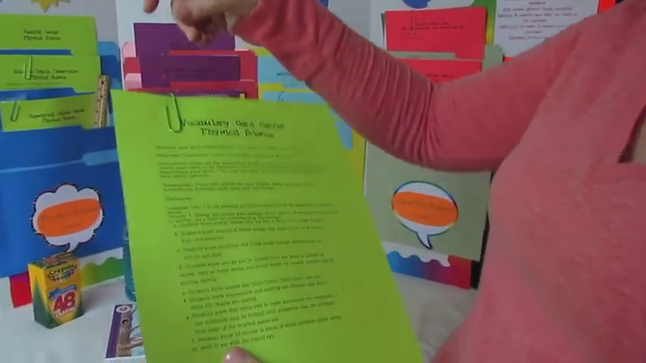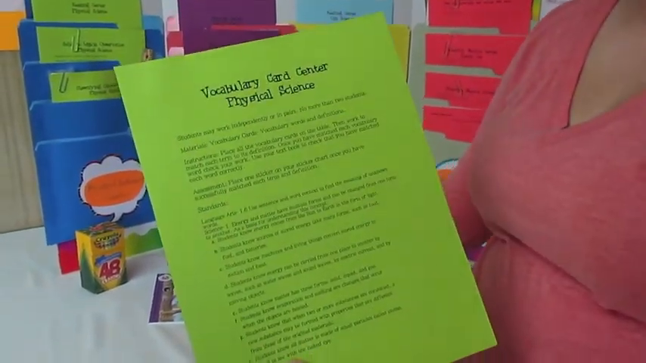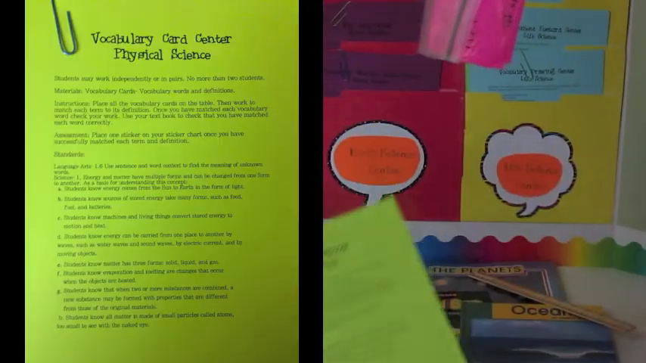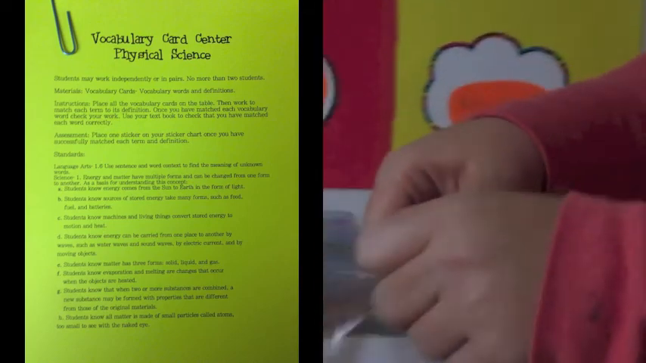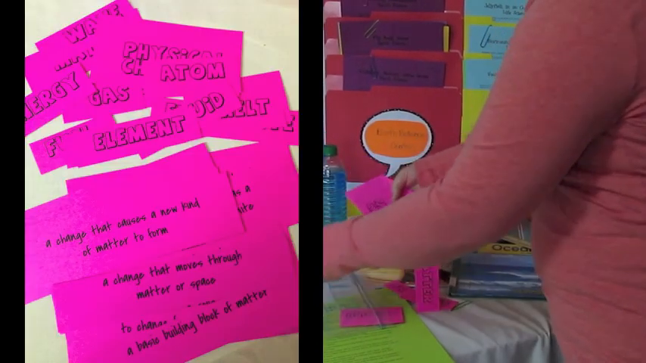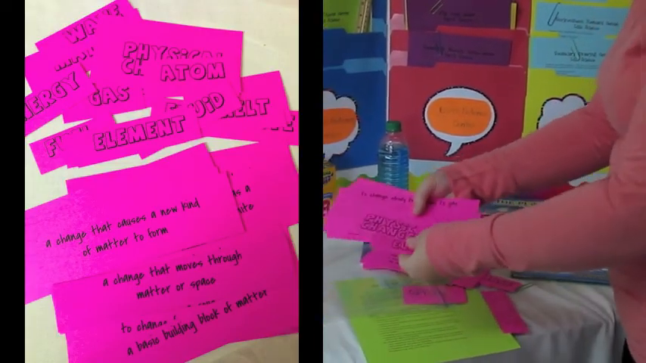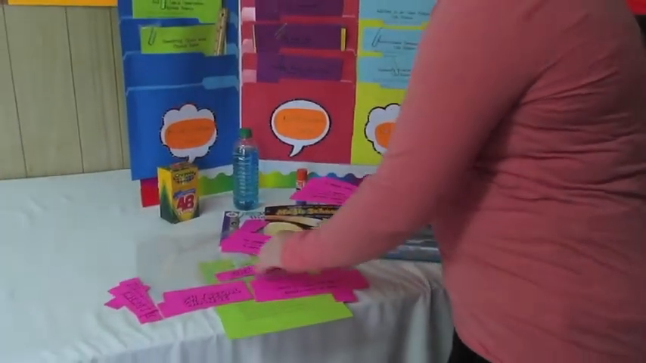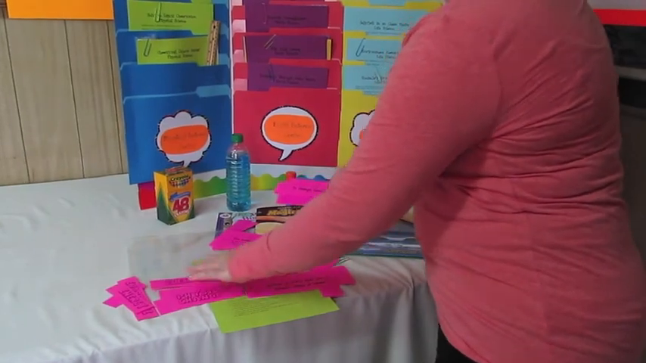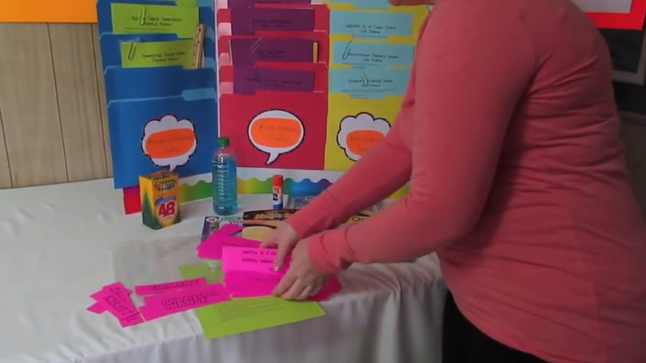So this one is the vocabulary card for physical science, and students would work together in pairs, and they would grab a bag, and inside the bag they have all of the vocabulary terms and their definitions. So they could lay them out on the table and they would just work to match each term with its definition. So that's the first one.